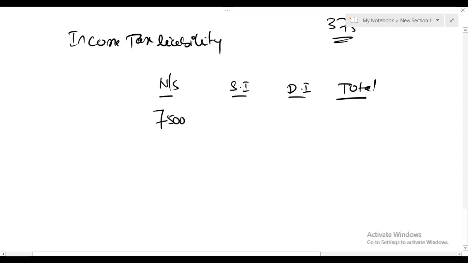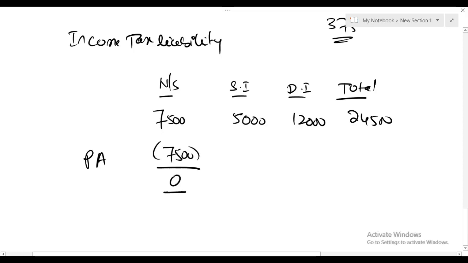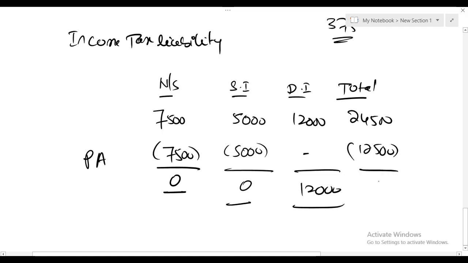Pension income comes in non-savings income, savings is 5,000 and this is 12. Altogether it was 24,500. If a student deducts personal allowance first from non-savings, I'm perfectly fine. But if any one of us deducts the remaining personal allowance from savings income, obviously it's not good tax planning. Let us see how much tax we are then going to pay.